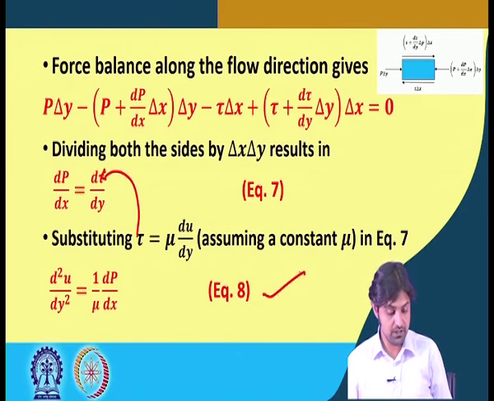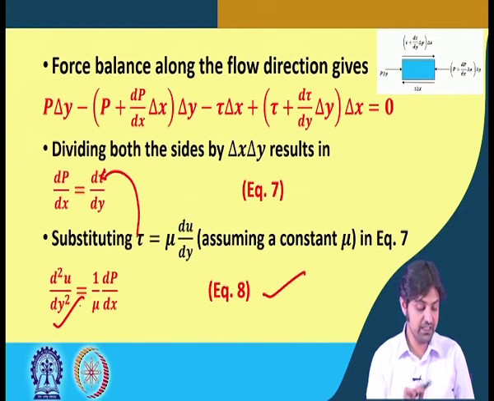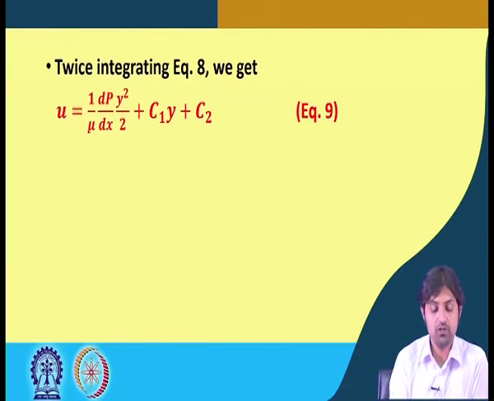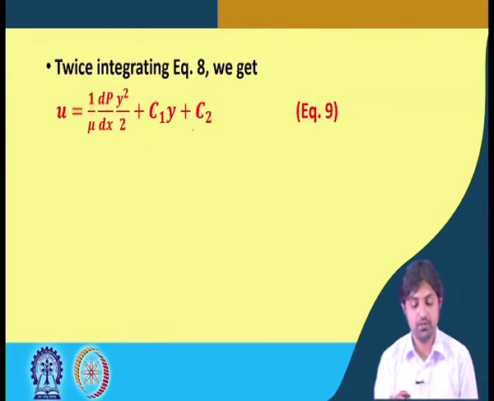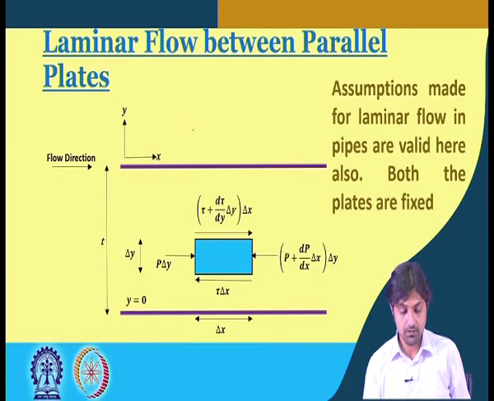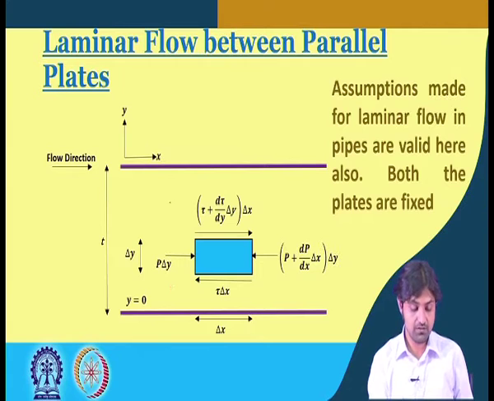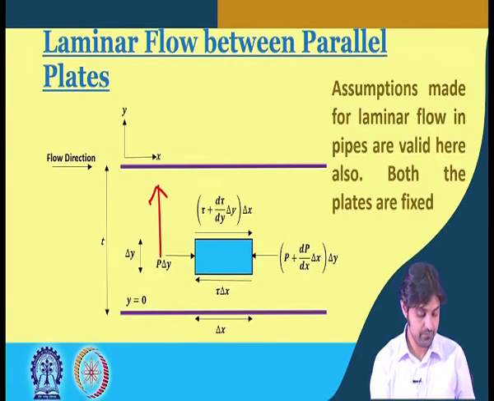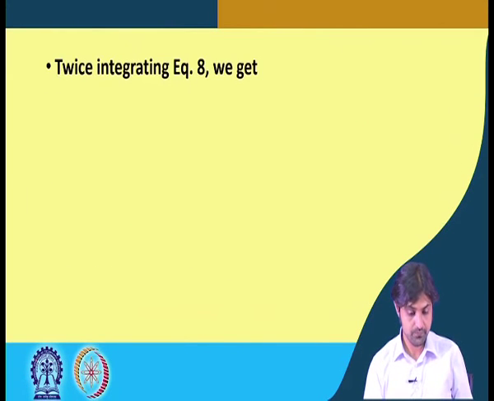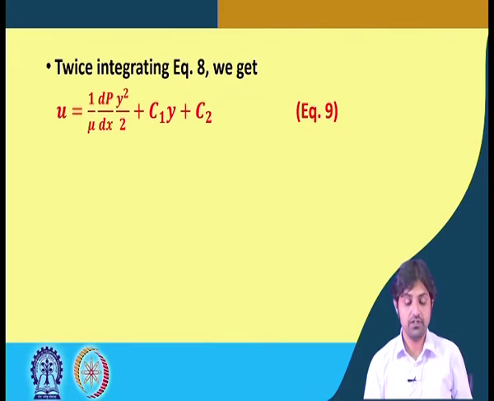Now, because here it is a double derivative, we will integrate it twice. So we will get u is equal to 1 by mu dP/dx into y square by 2 plus c1 y plus c2, because we have assumed y, you see y is in this direction. So this is the equation we get.